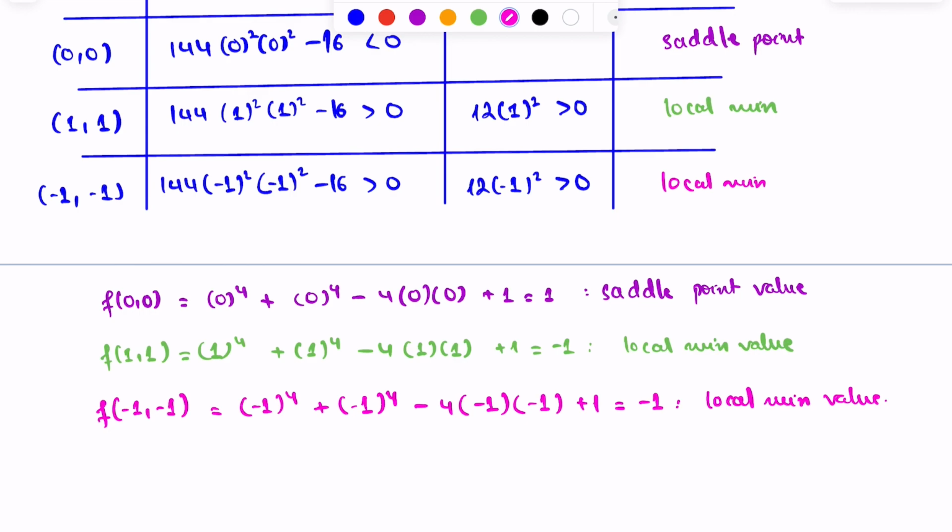So that is the last example of this lecture. In this lecture, we learned a new concept of saddle point. We learned how to identify a local minimum and local maximum for functions of two variables using the second derivative test.